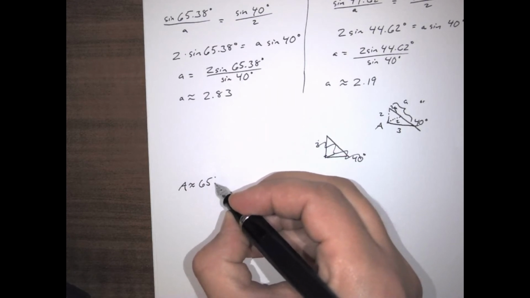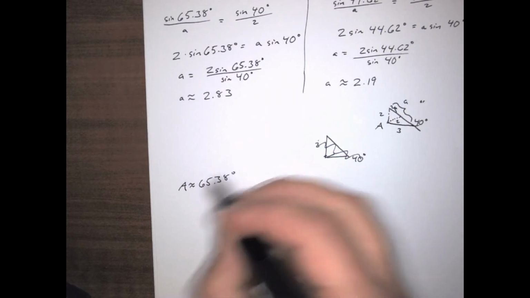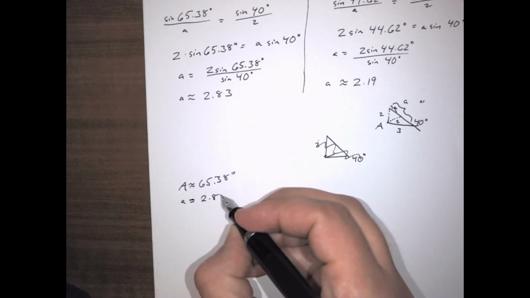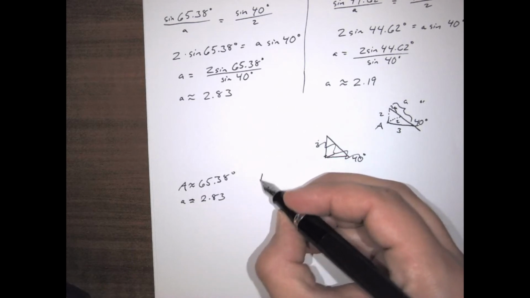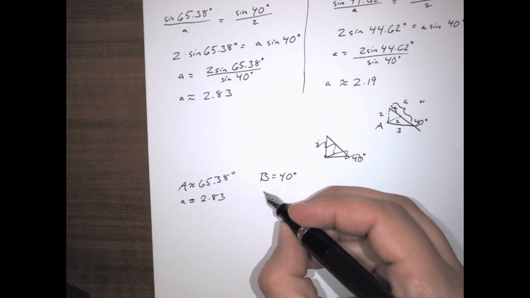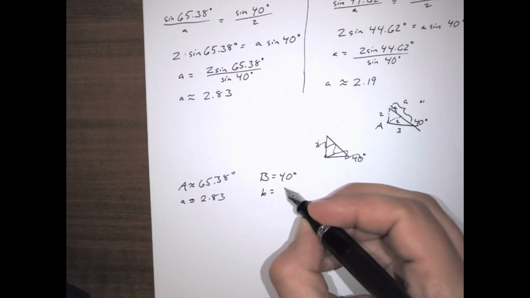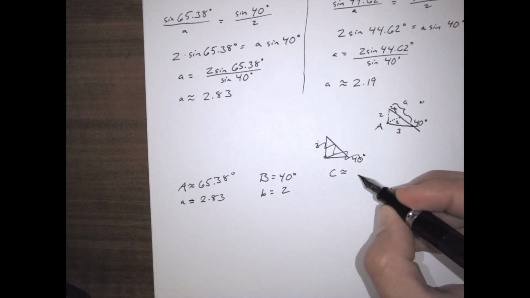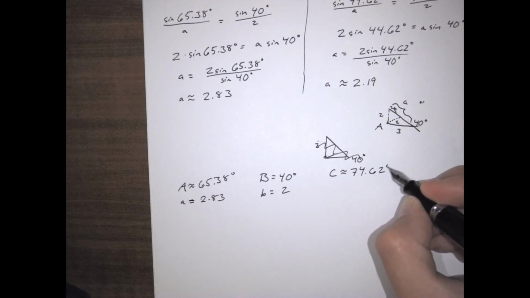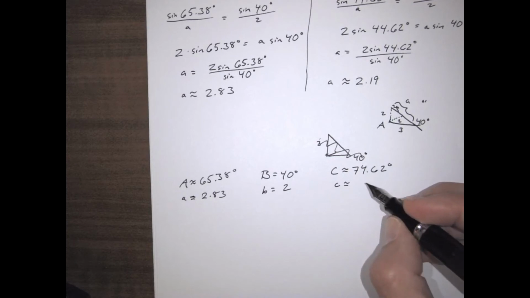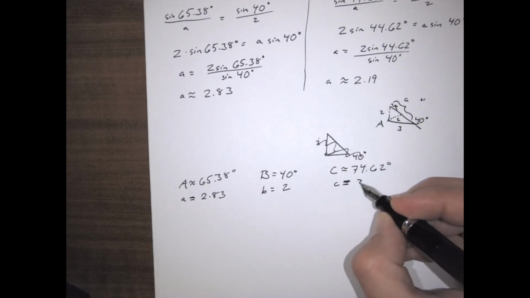A equals 65.38 degrees, little a was 2.89 or 83. Big B was 40 degrees in both cases. Little b was 2 in both cases. Big C was equal to, on the one hand, 74.62 degrees. Little c is equal to 3 in both cases.